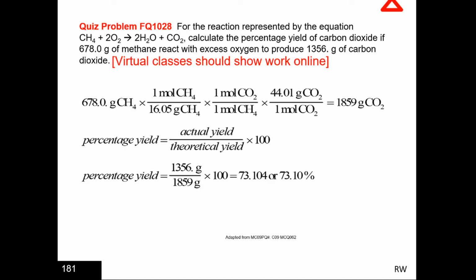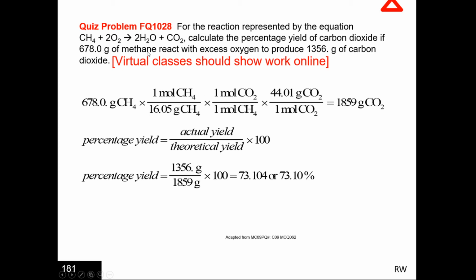Okay, so here you took your 678 grams of methane. First step is to change it to moles of methane, because we're trying to find the grams of CO2. So we change it to moles of methane by multiplying by 1 mole of methane over the molar mass of methane. So the 16 comes from the periodic table by adding up 1 carbon and 4 hydrogens. Then you multiply by a mole ratio with CO2 in the numerator, because that's where you're trying to get to, and CH4, methane, in the denominator, because you want to cancel the moles of CH4.